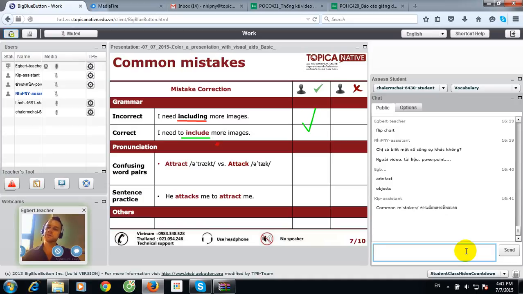And then let's also practice this confusing word pair. The first one is attract, and the second one is attack. He attacks me to attract me. Let's start with Chalam Chai. Can you read the confusing word pair and the sentence practice?